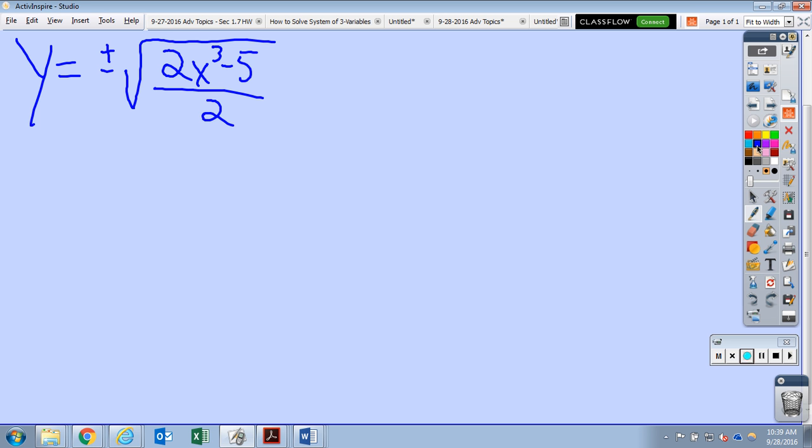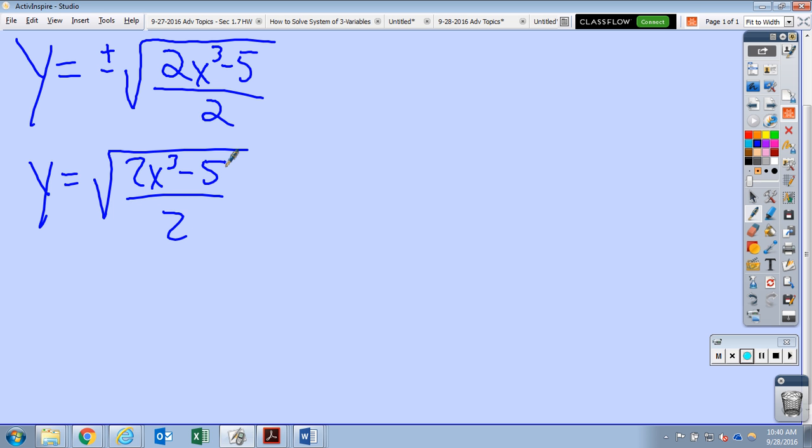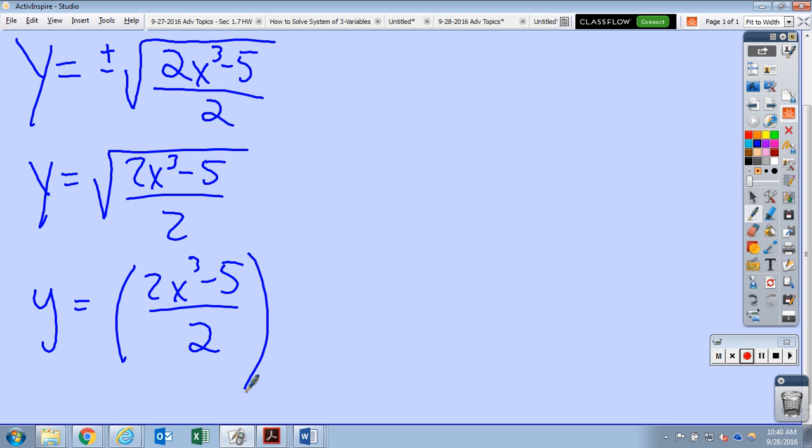Okay, so let's just focus on just the positives. If I say, just focus on the positive one for now, so y is equal to positive root of 2x cubed minus 5 all over 2. Which I think it's more convenient for me to view it as with an exponent, so it's equal to 2x cubed minus 5 all over 2 to the 1/2 power.